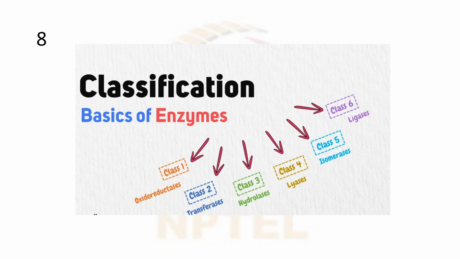Next is the transferases, which are involved in transfer of functional groups. Next we have hydrolases, which catalyze the hydrolysis reactions. Next, lyases, which help in the removal of groups without hydrolysis. Next we have isomerases and ligases. The last class is ligase, which catalyze the joining of two molecules using energy derived from ATP.